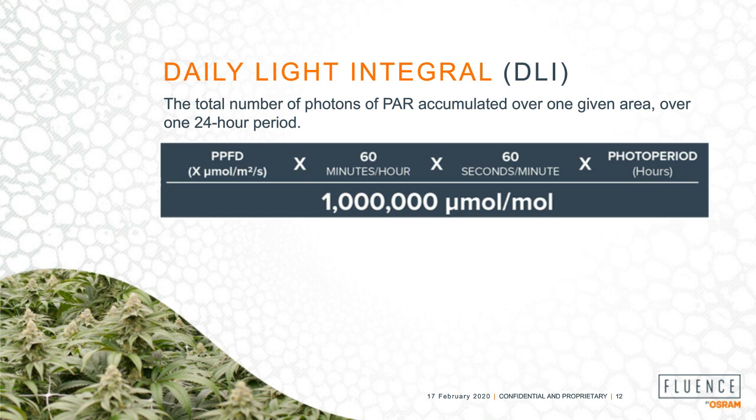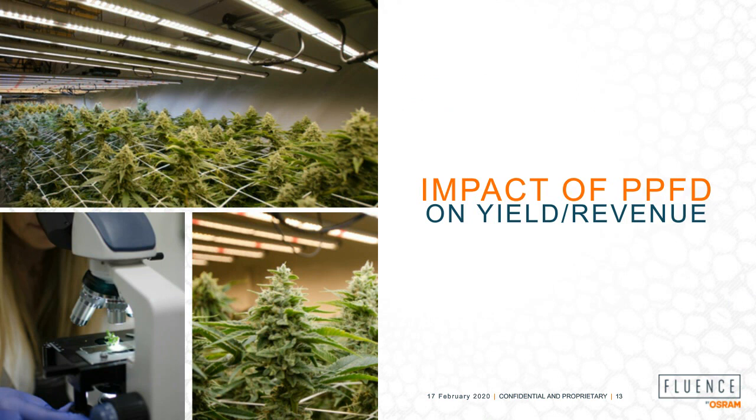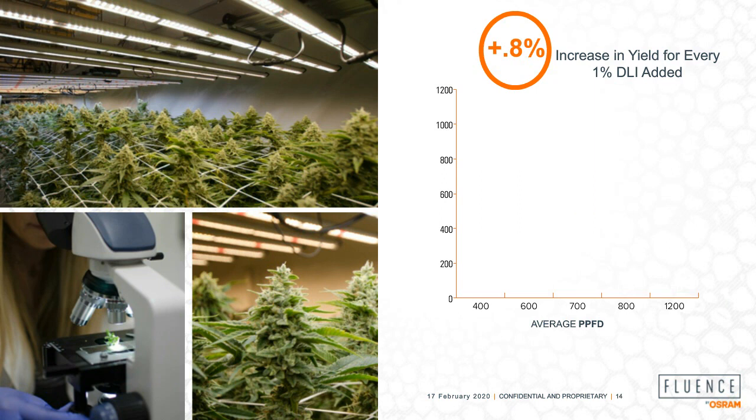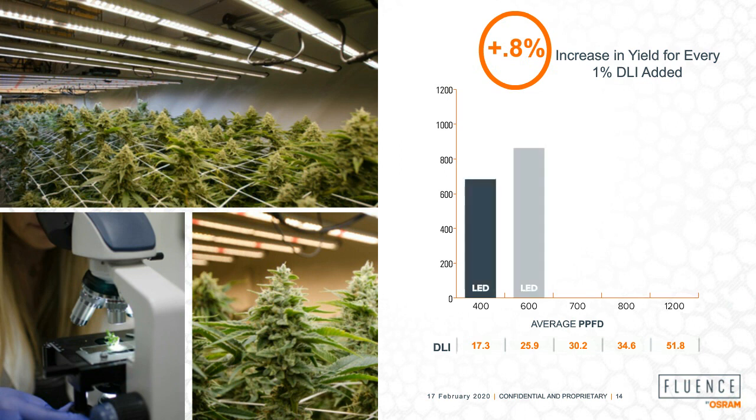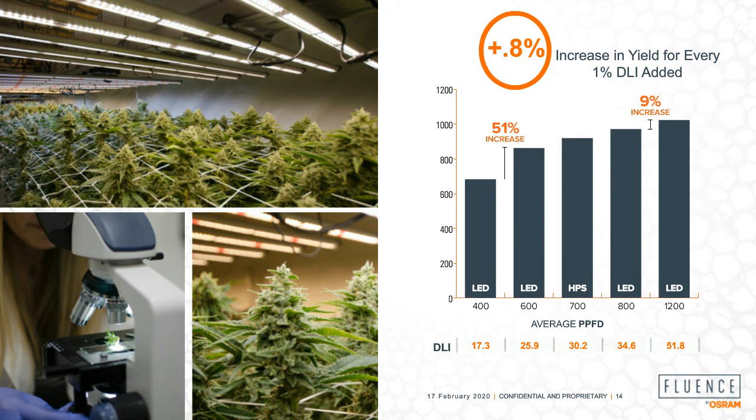So let's look at the impact of PPFD on yield and revenue. This is a graph, and this is a study that we did with one of our customers, Outco, a couple of years ago. And they had 5 different treatments, as you can see, the different PPFD levels at the bottom of this graph, along with the corresponding DLI levels that they get for each light intensity, ranging between 400 and 1200. There were 4 treatments that were LED, and there was 1 HPS treatment. But we saw a trend amongst all treatments, and that is what we display right now.